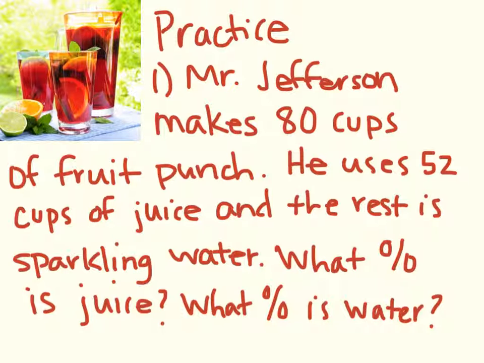Remember, method 1 has you set up the problem as a fraction. So what fraction of the whole is fruit juice, and then what fraction of the whole is water. And then method 2 has you set it up as 80 cups equaling 100%, and calculating from there what percentage each 1 cup would be. Use whichever method you prefer. Press pause while you do your work, and I'll be back with a new problem when you're finished.